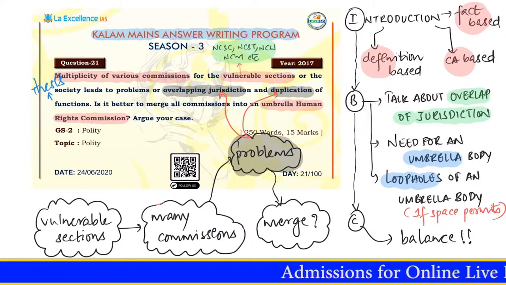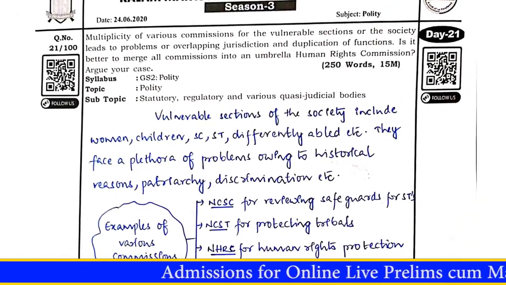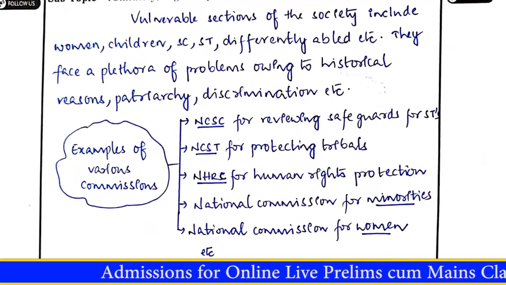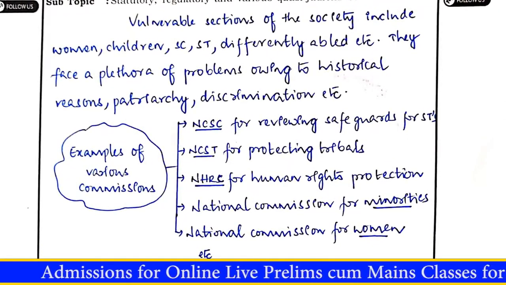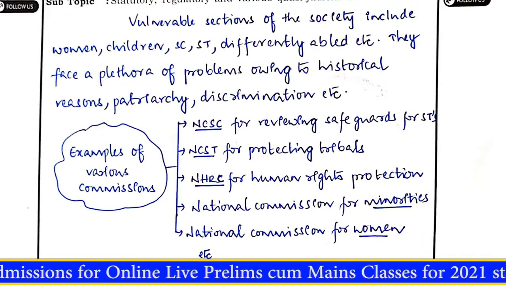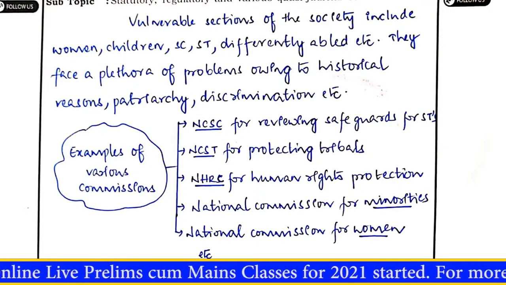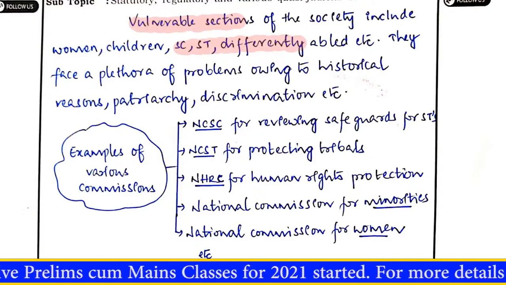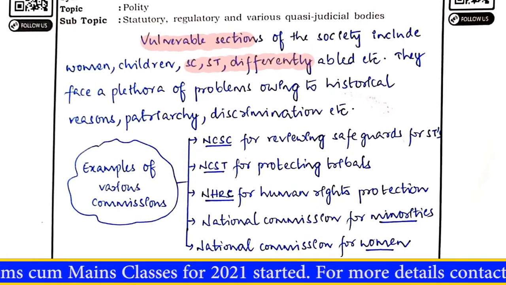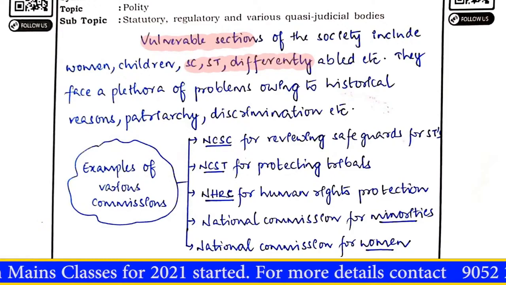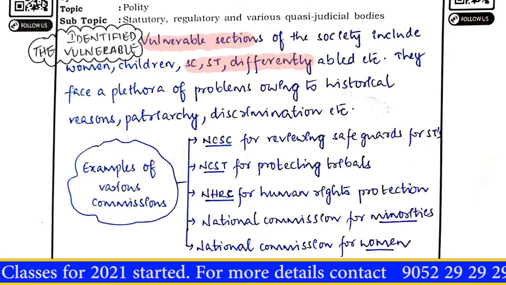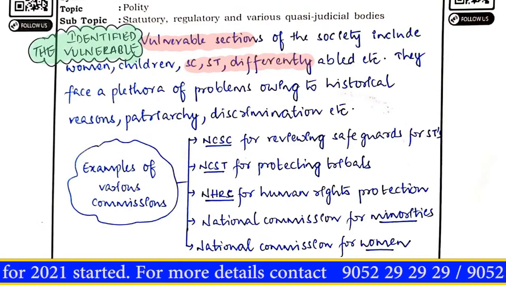So let's see the sample answer and see what he has done. So here's the sample answer. He's talking about vulnerable sections. This is a good practice. The question is related to vulnerable sections of the society. So he's clearly identifying for the examiner, like a layman, what these vulnerable sections include. They include the women, children, SCs, STs, differently abled, etc.